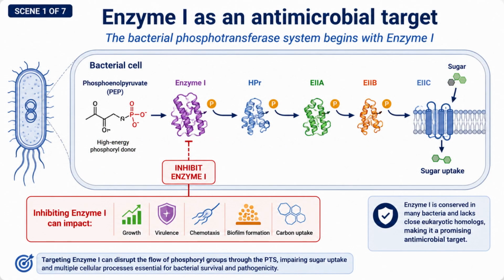Can a small molecule inhibit enzyme 1 without binding the active site? In this work, we study bacterial enzyme 1, the first protein in the phosphotransferase system, or PTS. Because enzyme 1 sits at the top of the sugar uptake pathway and has no close eukaryotic homologs, it is an attractive antimicrobial target. Our goal was to discover small molecules that inhibit enzyme 1 through an allosteric mechanism.